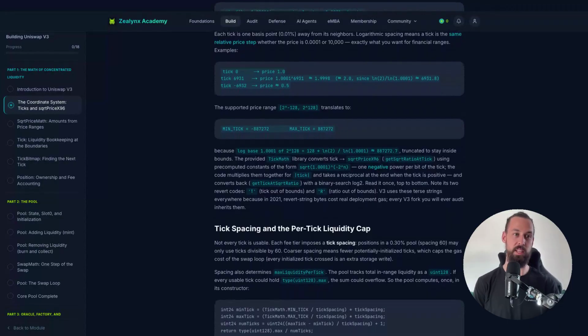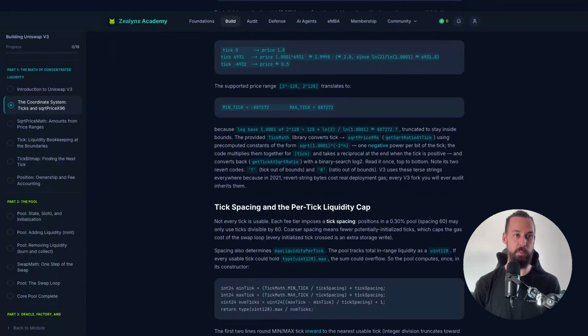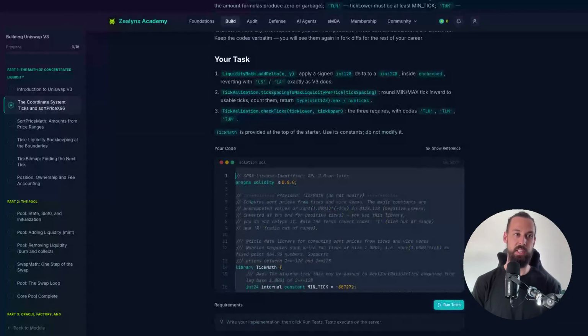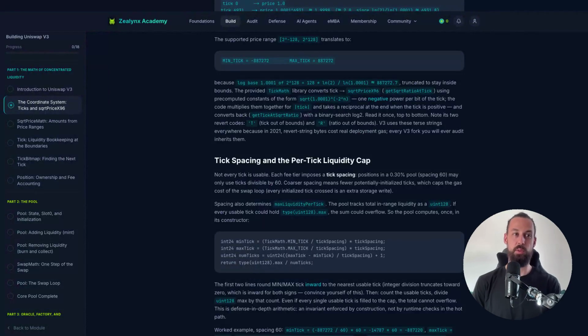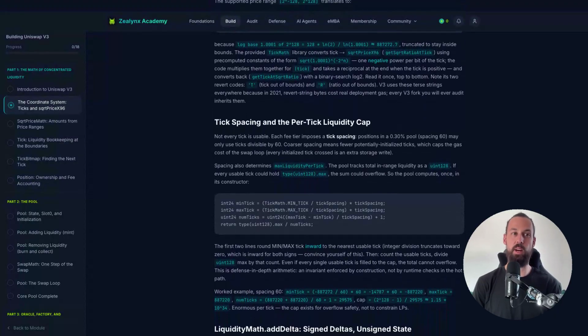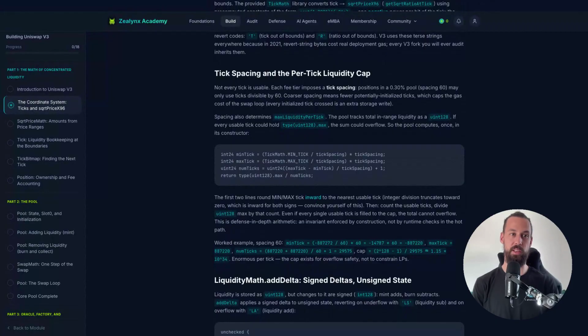Tick 0 is a price of 1. Tick 6931 is a price of about 2. Tick minus 6932 is about a half, and that supported price range translates into a hard limit. Minimum tick is minus 887272. Maximum tick is the same number, positive. The library that converts between ticks and square root prices is called TickMath, and it's handed to you. 20 hard-coded magic constants. You use it, you do not retype it. But read it once, top to bottom, and notice its revert codes. A capital T for a tick out of bounds.